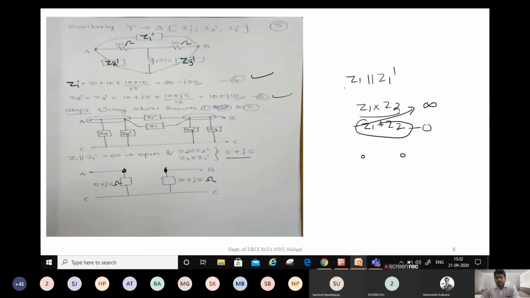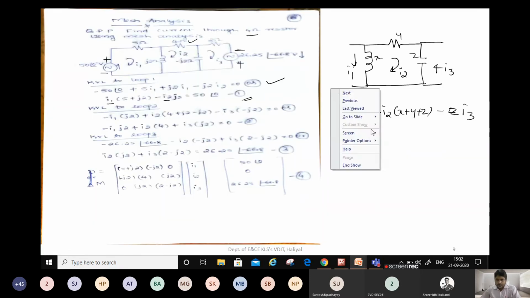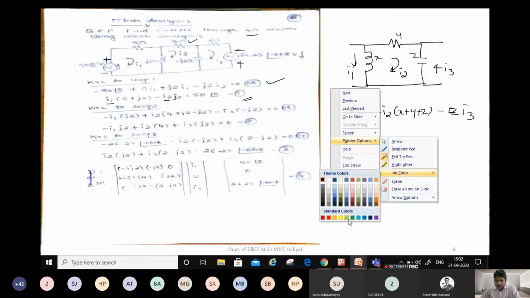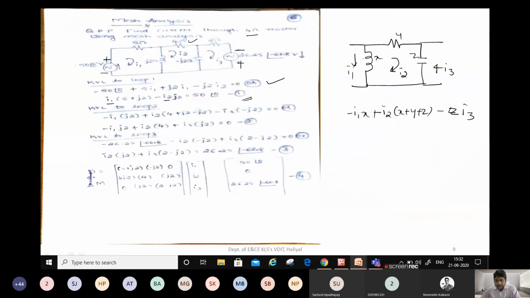Suppose you have some other current directions. Suppose the current direction is like this: I1, I2 and I3. Okay, so you find that these two currents are in the same direction. In that case, everything will be positive.